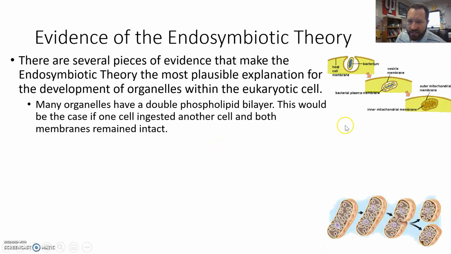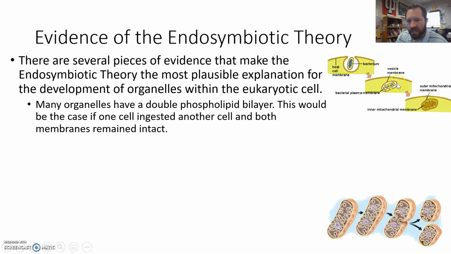Why is that the case? Well, take a look. If endosymbiosis is happening, here's the endosymbiosis. The one cell's being eaten by another one. This first bacterium has its own phospholipid membrane. The second bacteria that swallows it also has its own membrane. So guess what? Now we have a double membrane.